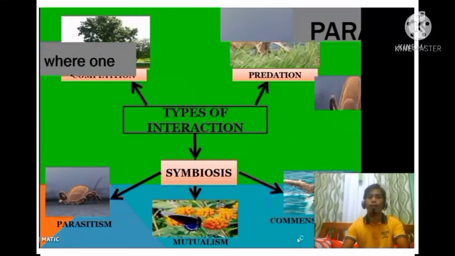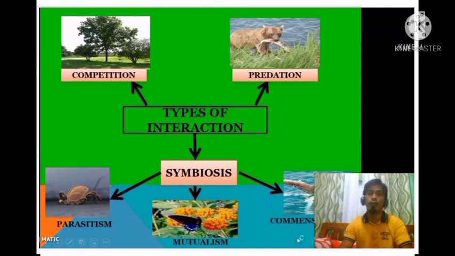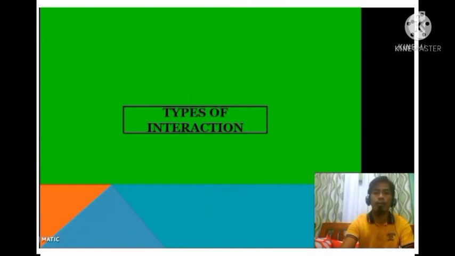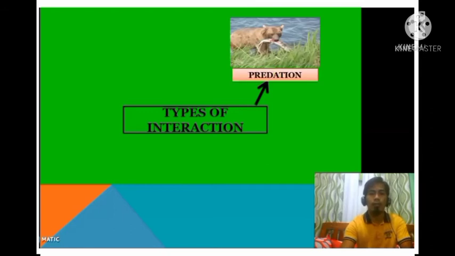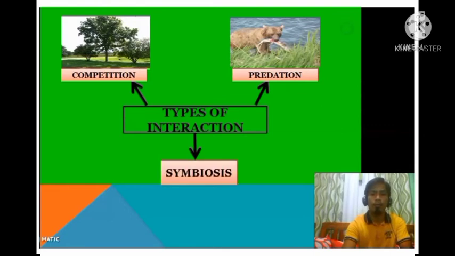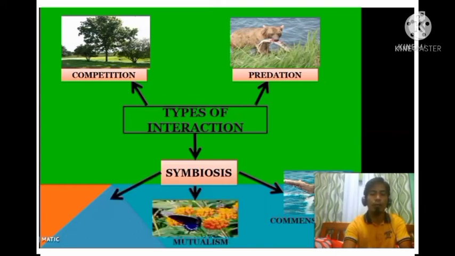So let us go back to the different types of interaction that we have discussed. The three major types of ecological relationships. These are predation, competition, symbiosis, and symbiosis is subdivided into three types: commensalism, mutualism, and parasitism.